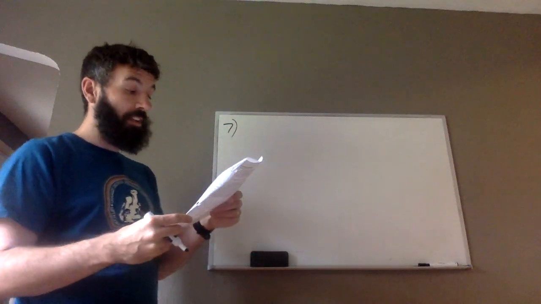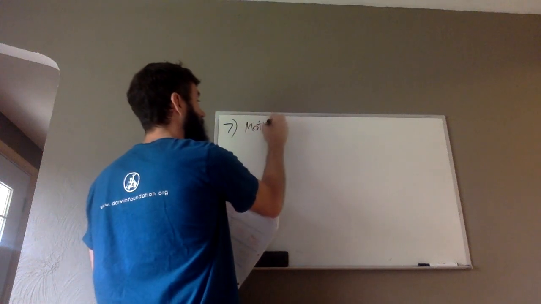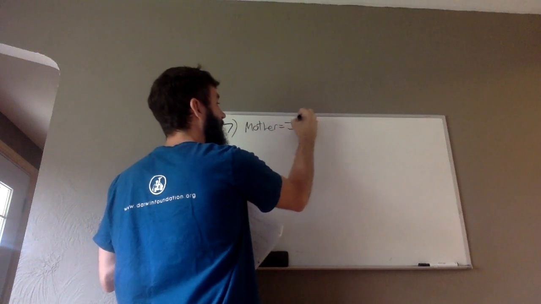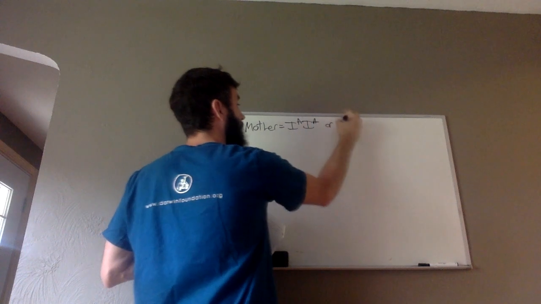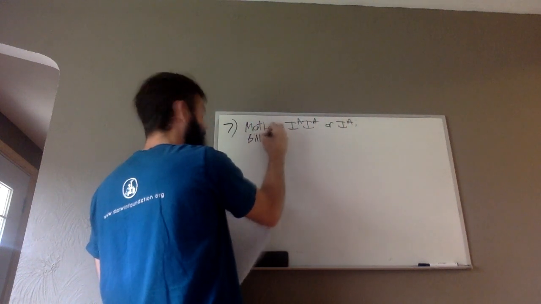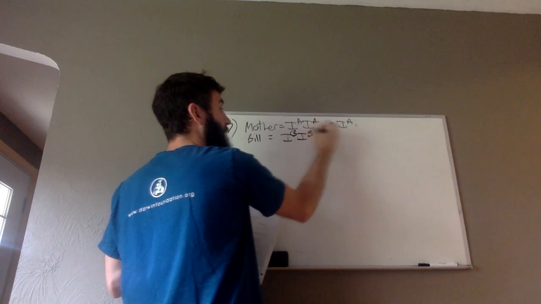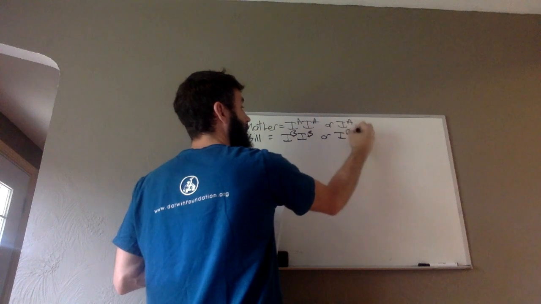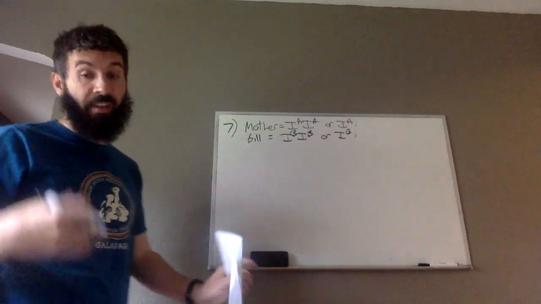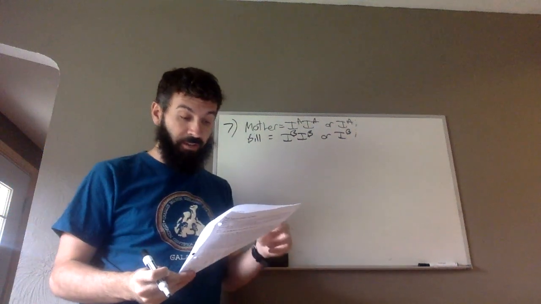Okay, so it says the mother's blood type is A. So the mother, we know, is either IA IA or IA i, and Bill, which is the kid, is blood type B. So we know he's either IB IB or IB i. We don't know which one. They haven't given us any further information. Okay, so let's look at the 3 males.